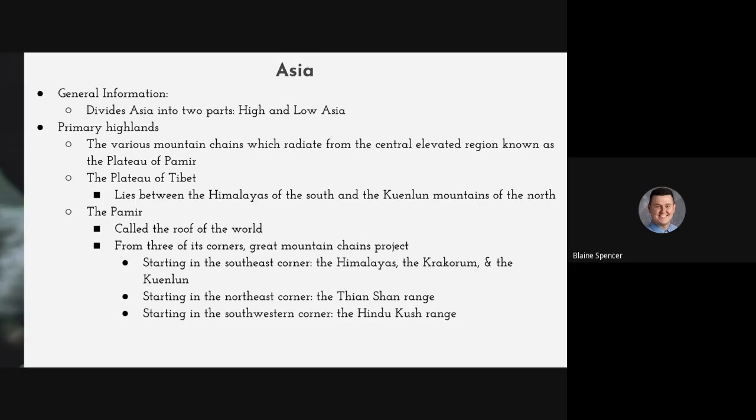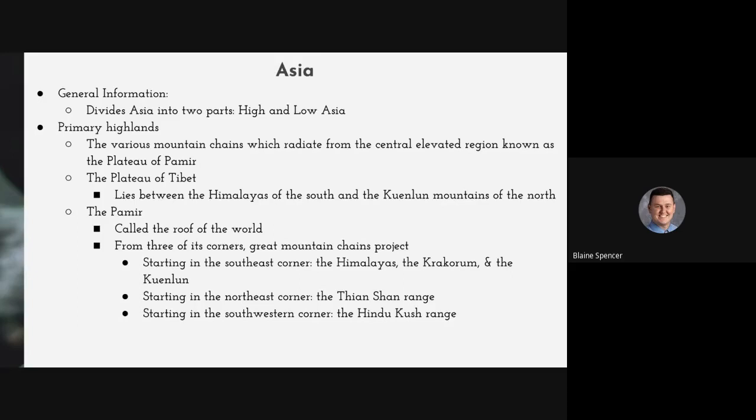So when we hear about the plateau of Tibet, it's this lesser elevated area between these two mountain systems. And then the other part of the primary highlands is the plateau of Pamir. This is a very unique part of the world. It's going to start three mountain systems, three mountain ranges. The Pamir is called the roof of the world.